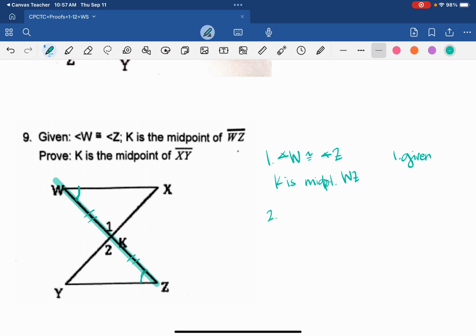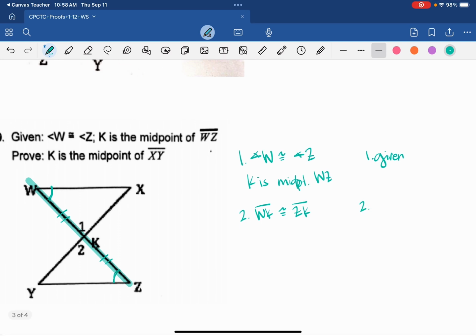So let's mark that in our statements. WK is congruent to ZK. I'm just keeping my corresponding parts in the same order. And this is because of my midpoint. Definition of midpoint.